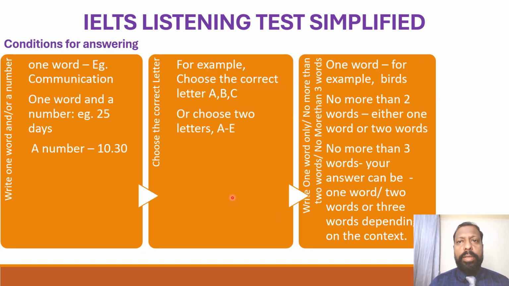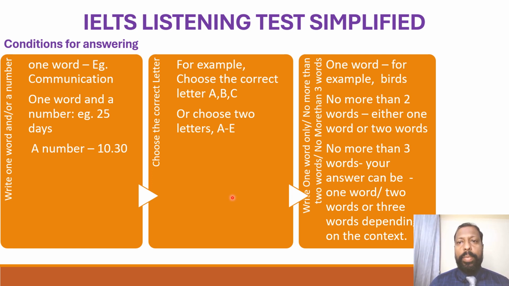So there are 3 different conditions for answering that I would like to share with you. First of all, you need to write one word. For example, communication. The word is only one word. Or else your answer can be one word and a number. For example, 25 days. So if you want to make 2 things, you need to write 25 days. But that is an ideal thing.